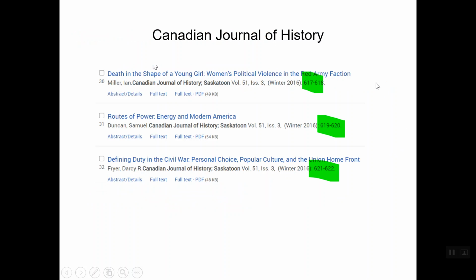Another thing to consider when you are leafing through the pages of a scholarly publication, not everything is peer-reviewed within the pages. Here are some examples taken from the Canadian Journal of History. Notice that these examples are 2 or 3 pages in length. That's because these are book reviews. While important, book reviews are not considered peer review, even though they reside in peer-reviewed journals.